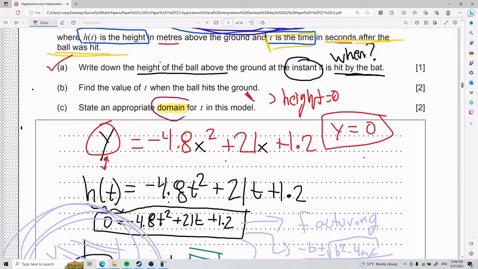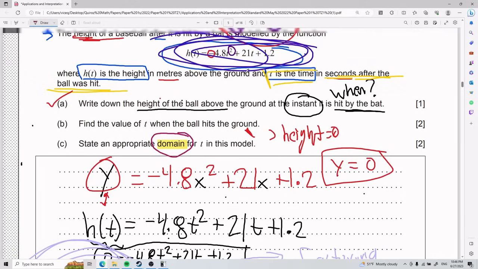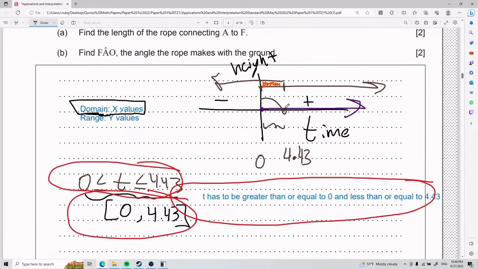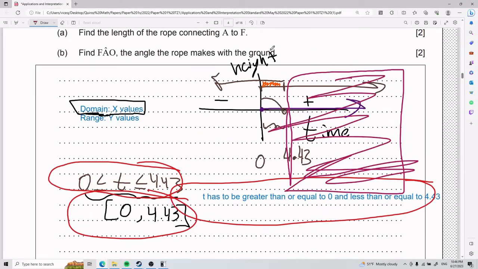And what we defined was that our appropriate domain for T in this model is when the ball hits the ground. After the ball hits the ground, we don't care about that data. We don't care about the data that goes after this. We only care about our data when the ball gets hit and then when the ball hits the ground.